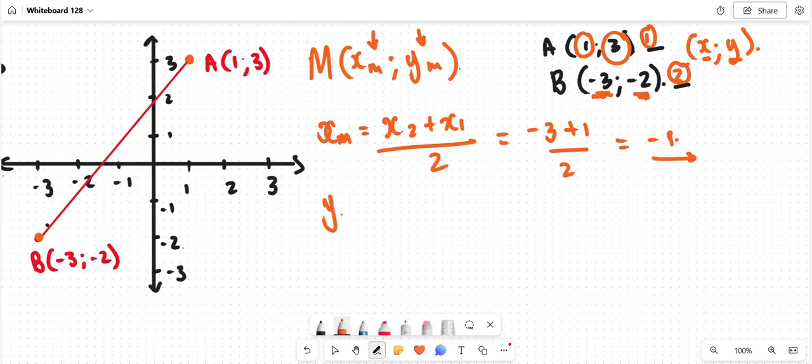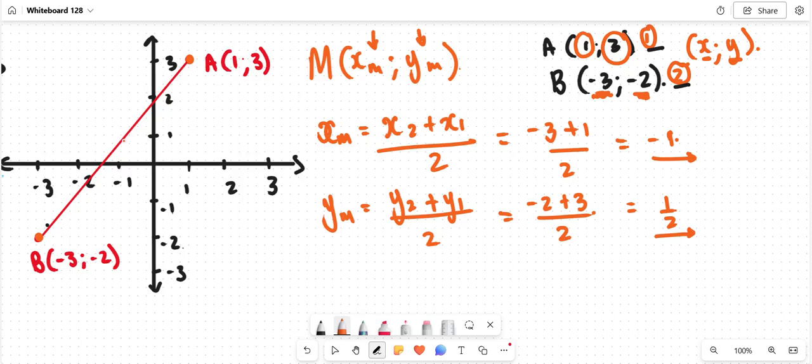So let's calculate the ym, or the y coordinate of the midpoint. Again, you use your formula. If you substitute, y of 2 is this negative 2, adding a 3, all divided by 2. And if you plug this into your calculator, you'll get a positive 1.5.